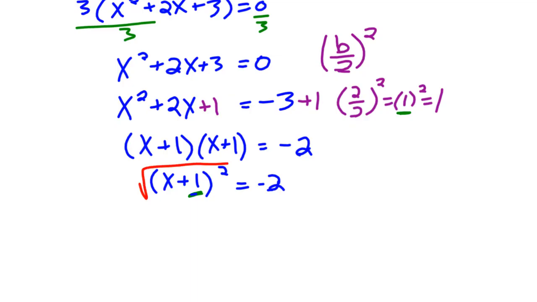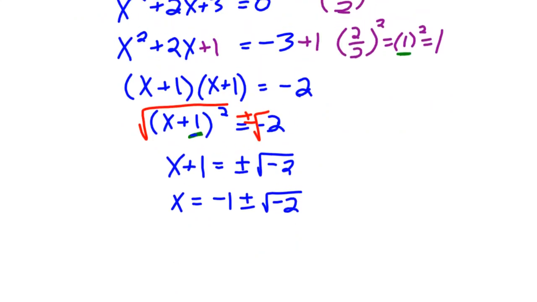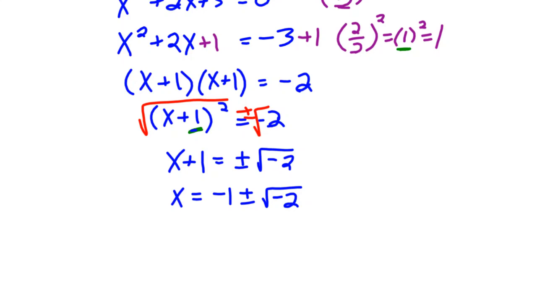Now to finish this off, we need to solve for x, so we want to take the square root of both sides of the equation. So we get x plus 1 equals plus or minus rad negative 2. And we can subtract 1 from both sides of the equation. And now, looking at it, this is not an acceptable final answer. It's not proper to leave a negative under the radical.